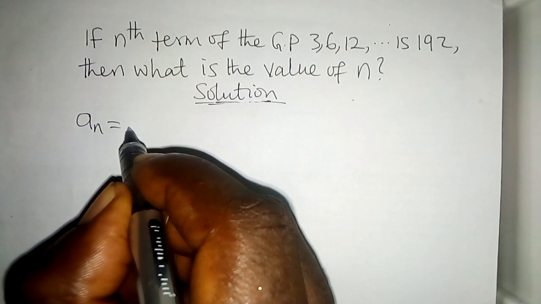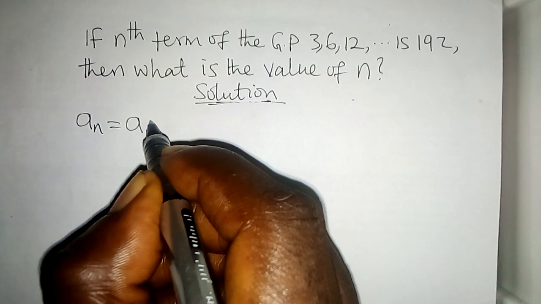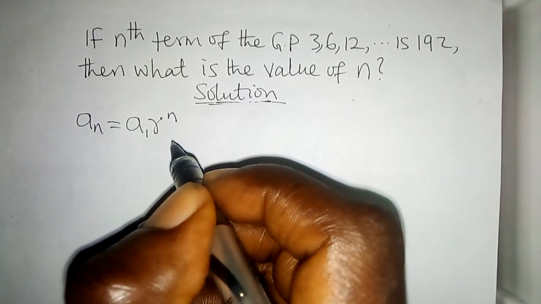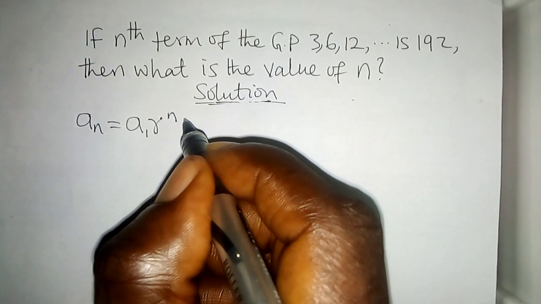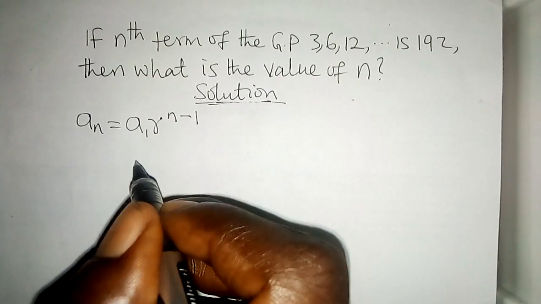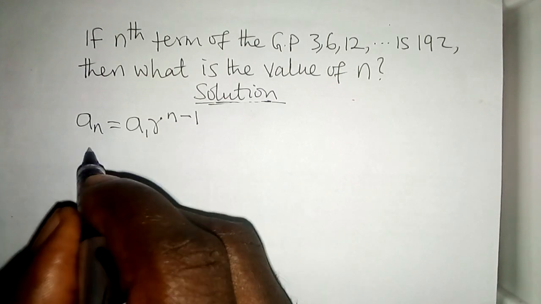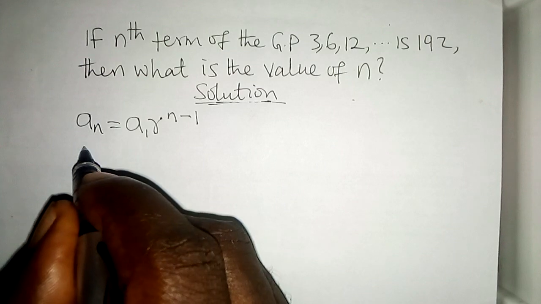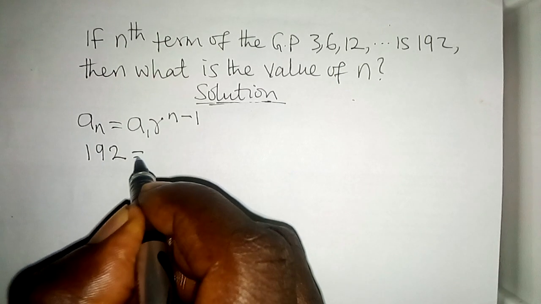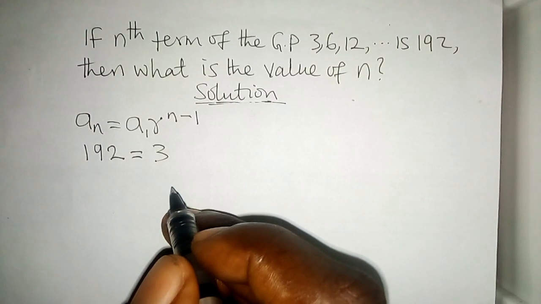The nth term is our first term multiplied by the common ratio raised to the power of n minus 1. n is the number of terms. So now our nth term, we were told, is 192, equal to our first term, which is 3.